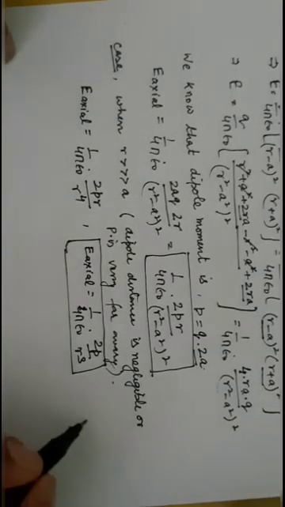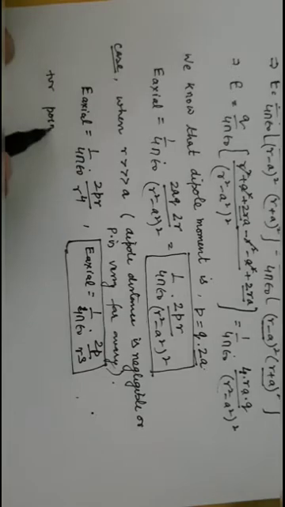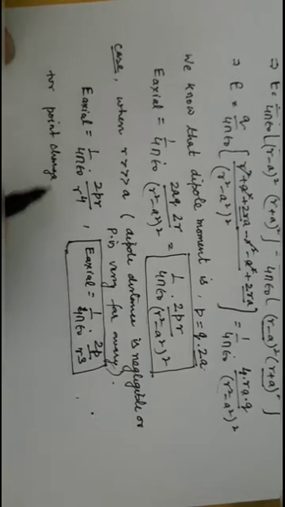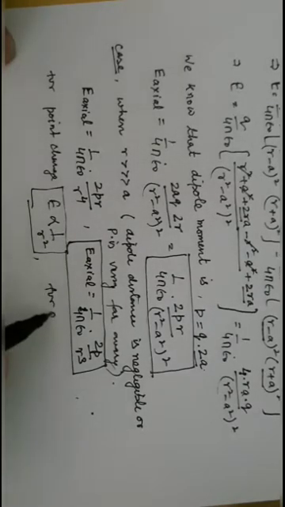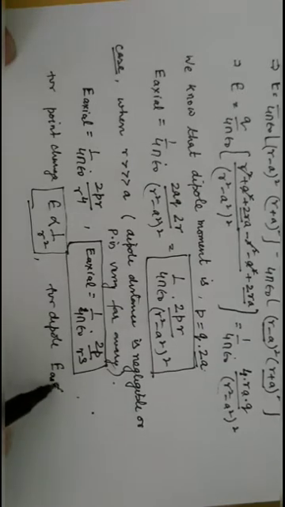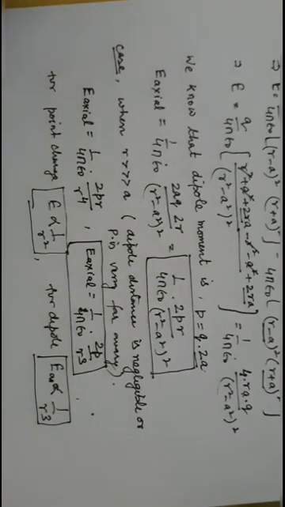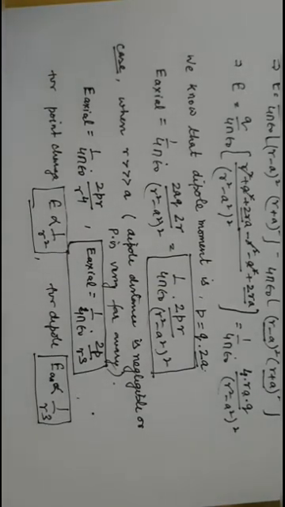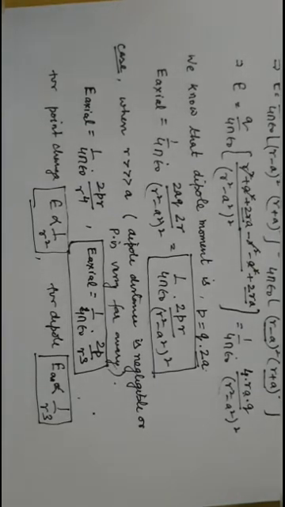We know that for a point charge, the electric field is inversely proportional to the square of distance. But in the case of a dipole, the electric field is inversely proportional to the cube of distance. So it means that the electric field due to a dipole dies out faster as compared to the electric field due to a point charge.